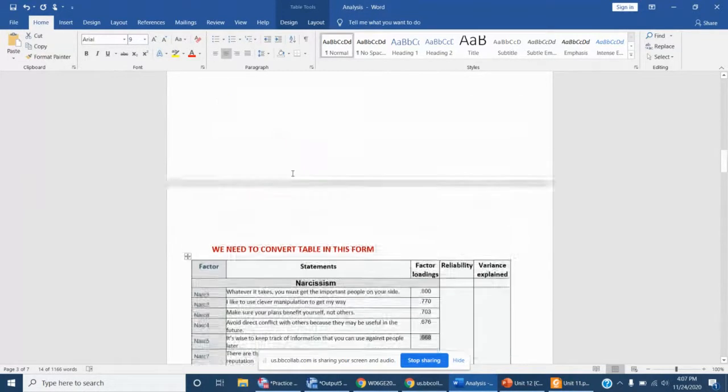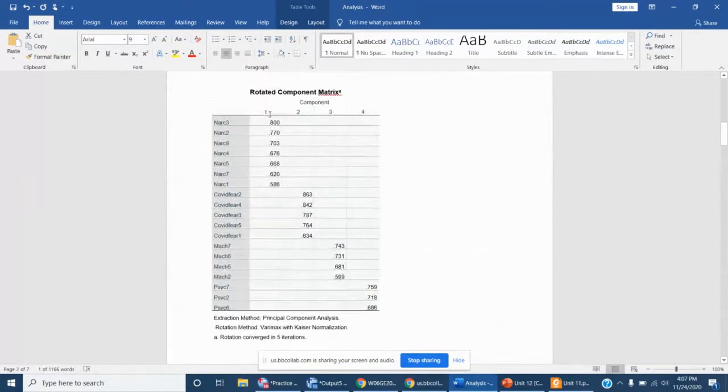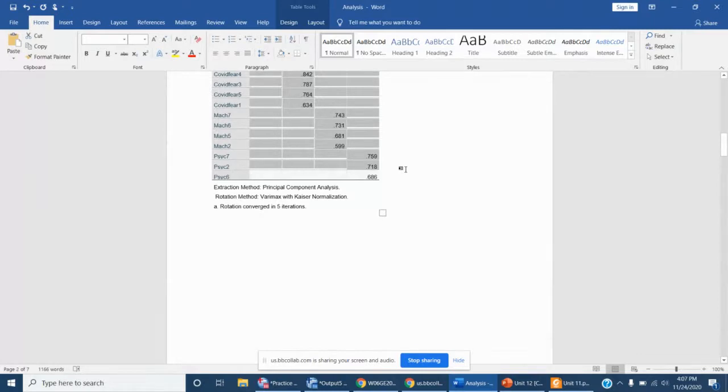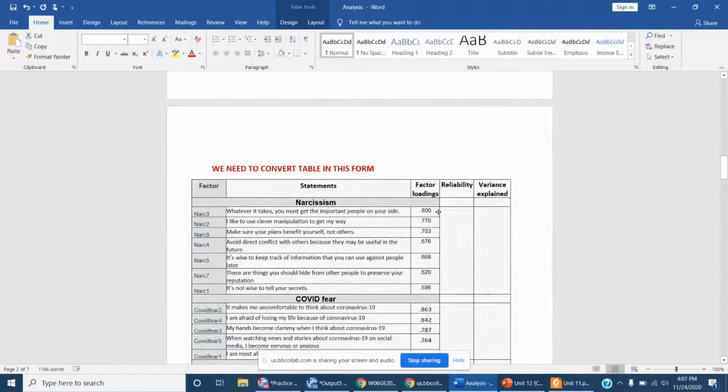Loadings are basically the same things which we discussed, which we extracted in our factor analysis table. So these are the values which are denoted by these particular items. So narcissism 3 has a factor loading of 0.800, and why does it have a factor loading of 0.800? Because it emerged like this as a result of our factor analysis, and we have depicted the same value here.